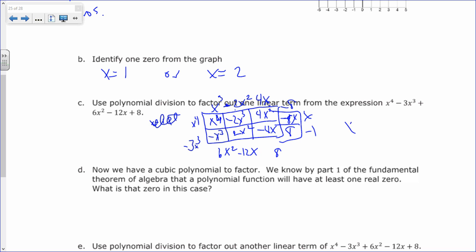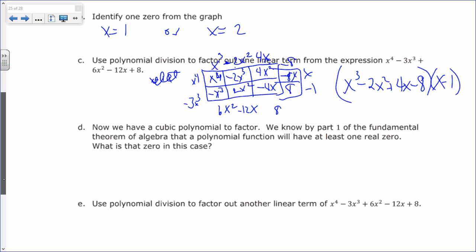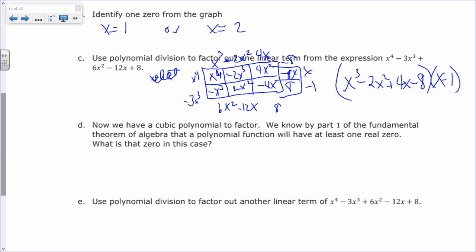So I'd get x cubed minus 2x squared plus 4x minus 8, after I divided out one of my linear terms, which was x minus 1. Now we have a cubic polynomial to factor. We know by part 1 of the fundamental theorem of algebra that a polynomial function will have at least one real zero.